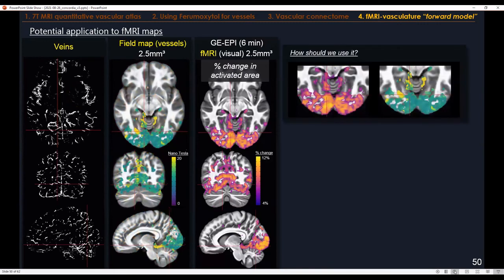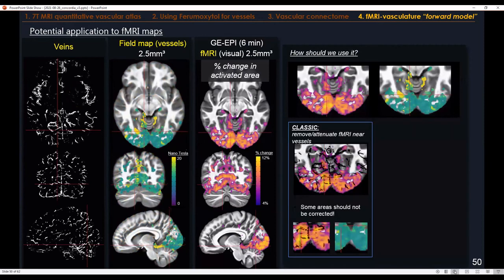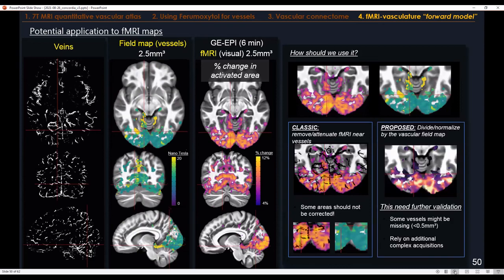And then if we take a closer look at this field map, you will see that in the classic approach, we will simply mask out the vessels located at this area. But if you look at the different regions here, it might apply correction where we don't really need correction, and it might not apply correction at places where there should be more correction. But if we divide our image by the field map, you will get what you see on the right here.